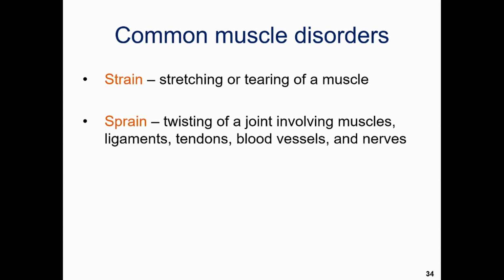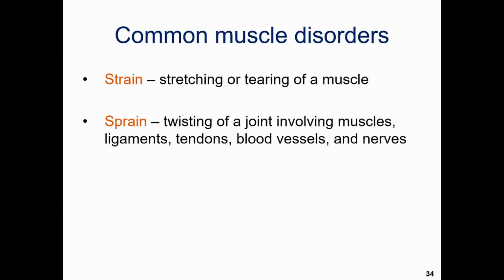There's also strains and sprains. Strains are focused on the muscle itself, where you have overdone something, you've overstretched, or you've actually maybe even torn a muscle a little bit. The sprain involves the muscle and all of the surrounding parts as well. So the ligaments, the tendons, the blood vessels, and the nerves.